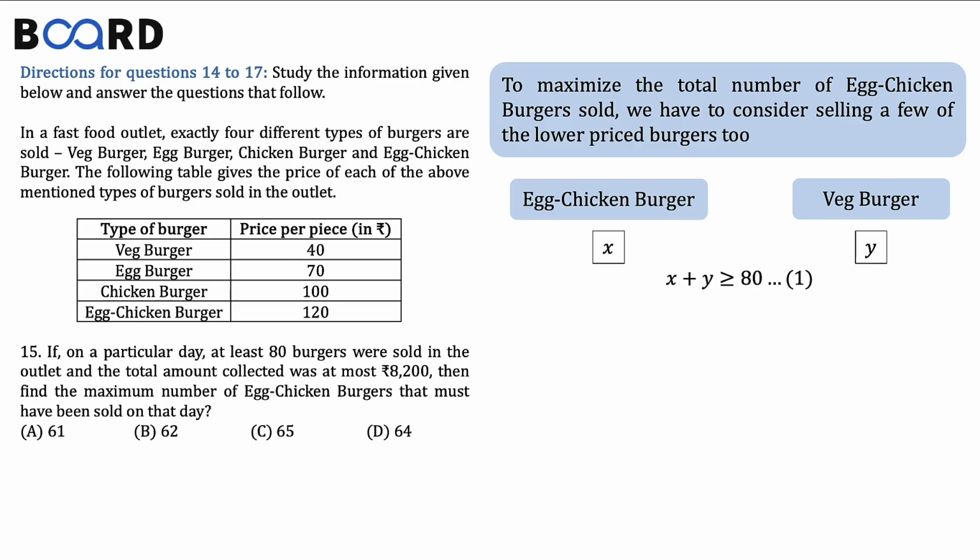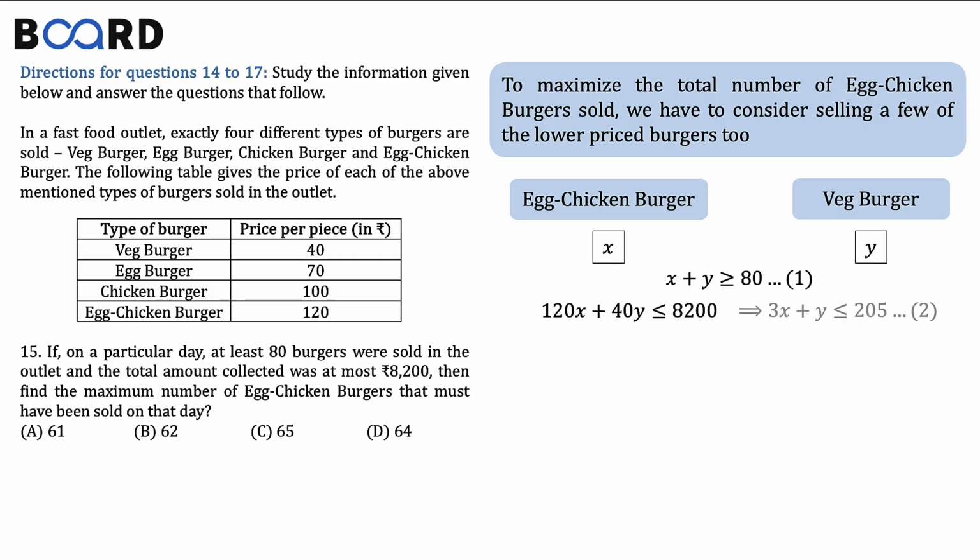Let's consider that to be the first inequality. And since I'm considering egg chicken burgers, each of them costs 120. So 120x plus 40y, that has to be the total amount of money earned. That has to be at most 8200. So that's less than or equal to 8200.